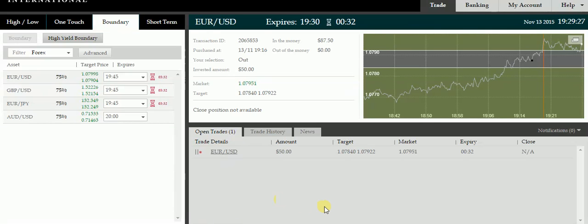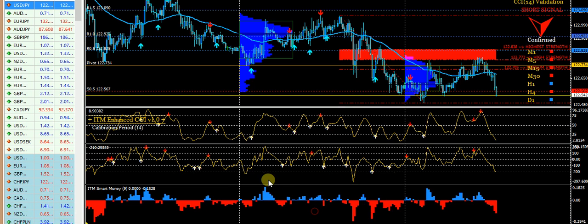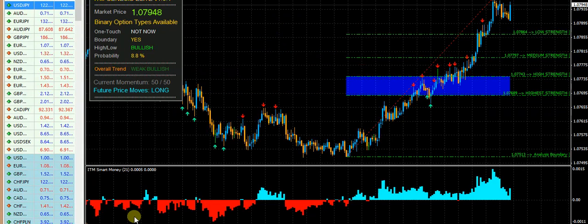We have 30 seconds till the trade expires, and it looks as if the price has found some support right there at our boundary, but we don't count our blessings till the trade expires. So just wait for the next 20 seconds for the trade to expire. So we'll just show you our chart.